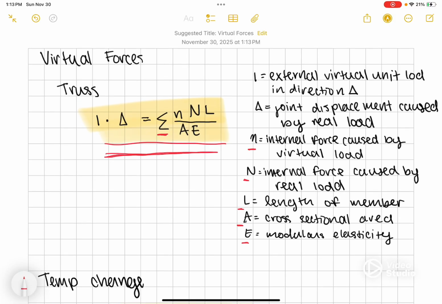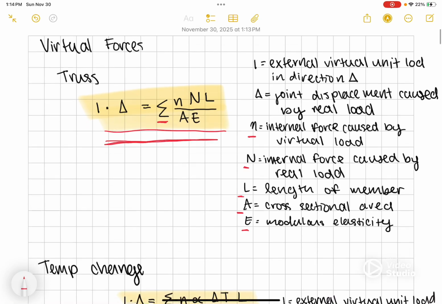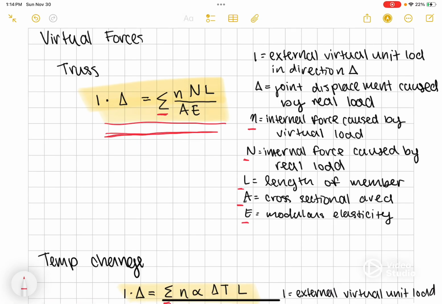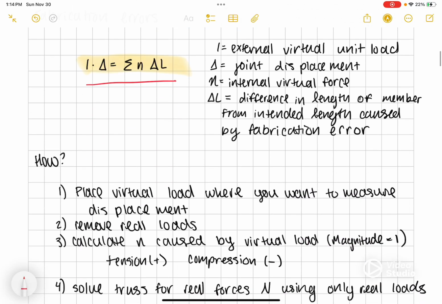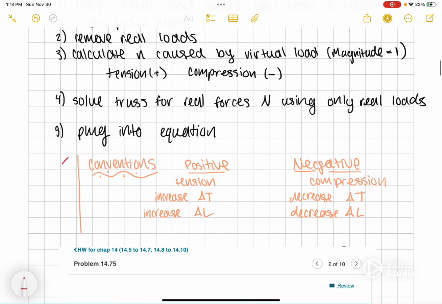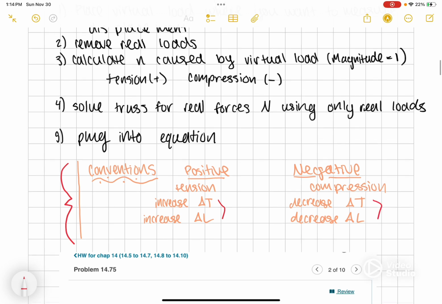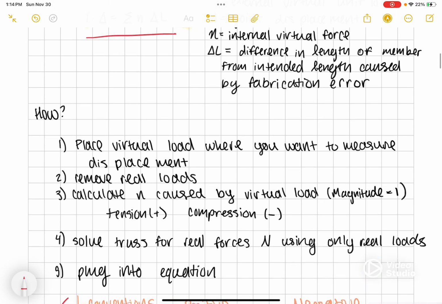And n is internal force caused by a virtual load, a virtual unit load, which is kind of a weird, abstract concept. So we'll go over that really quickly. And then just some conventions down here. Positive is tension, negative is compression, and then for our other equations like change in temperature, we have those here too. But our method of solving here, we're going to have steps. So step 1 is we're going to place the virtual load where you want to measure displacement, and I'll show you guys how to do that in a second.